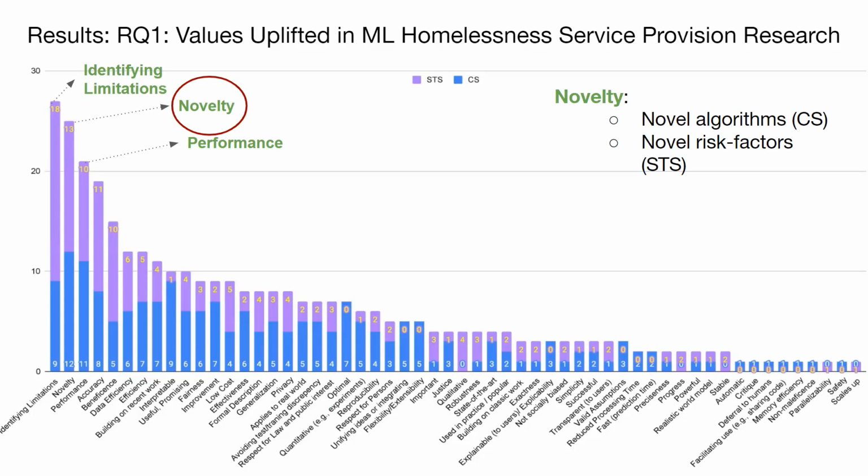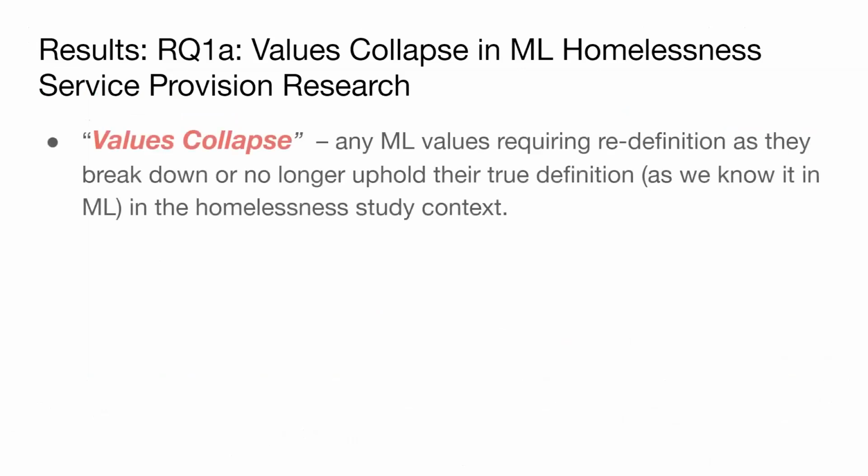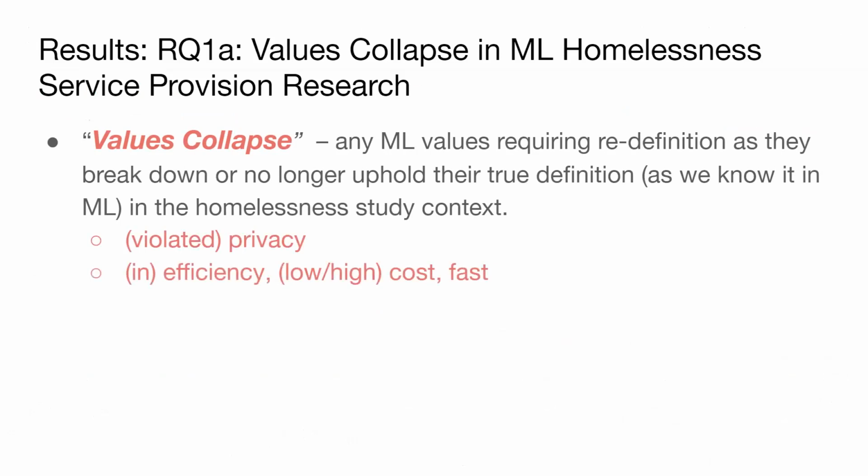That's why we started questioning the research approaches and conducted further analysis to see how this values prioritization has impacted other values. So this led us to observe several values have collapsed, which we defined as any ML values that require redefinition as they broke down or no longer uphold their true definition as we know it in ML. We found privacy, efficiency, cost, fast, and reproducibility values have collapsed.